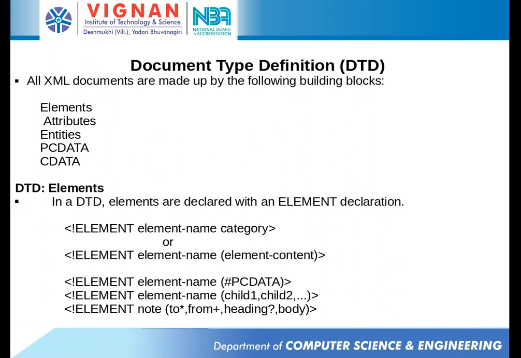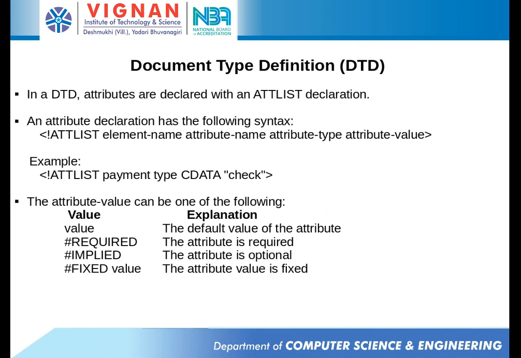Now if you can see an example here, note is an element, a parent element with 4 children: to, from, heading, and body. To can be repeated 0 or more number of times, from can be repeated 1 or more number of times. Heading can be repeated 1 or none times. Body is mandatory, as no repetitions are specified for that. So this is how basically the elements are specified in an XML document.